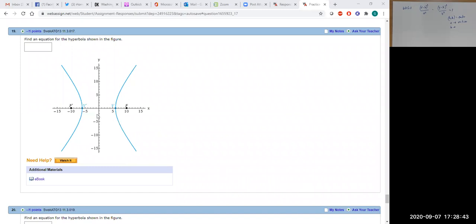Obviously, we can find the center, right? The center is going to be halfway in between the vertices. In this case, the center is at the origin, so it's 0, 0, h, k. We know the distance a is from the center to the vertex. Looks like the vertex here is at 6. So I'm guessing a is going to be 6.